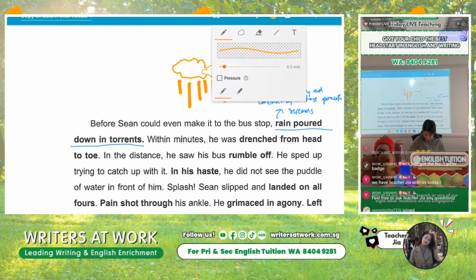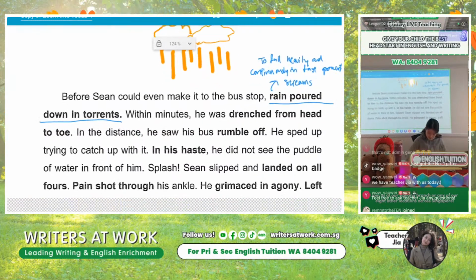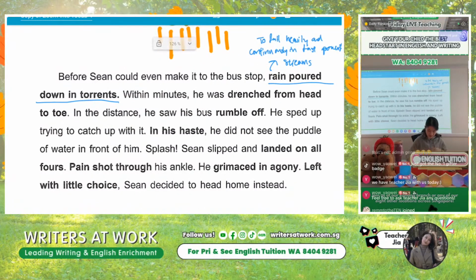Okay, wait, the pen's a little thick today. Okay, there we go. Okay, within minutes, he was drenched from head to toe. Later I will do a paragraph on writing rain as a description. I'm gonna note it down here so I remember.